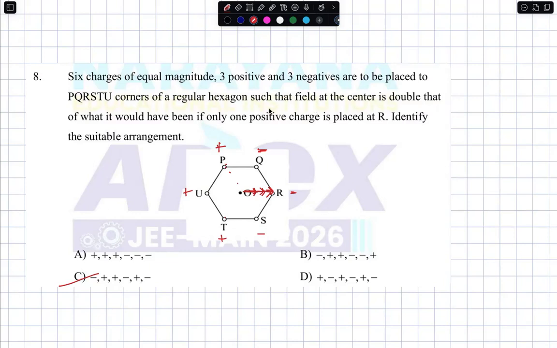So let P, Q, R, S, T, U be plus, minus, minus, minus, plus, plus. Now this won't work. The problem is at this point you won't get double. You will get more than double. So this is not the correct option. But field aspects, this is okay. Now I'll do a small correction here.